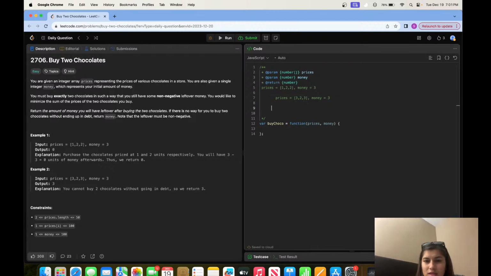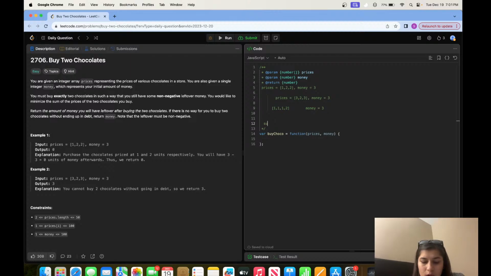Okay, so let me create another example. Suppose money is 3, and I want to create a situation where I could buy. Suppose I had 1, 2, 3, then I could buy, because 1 and 2 sum up to 3. And suppose I had 1, 1, 1 or something like that.